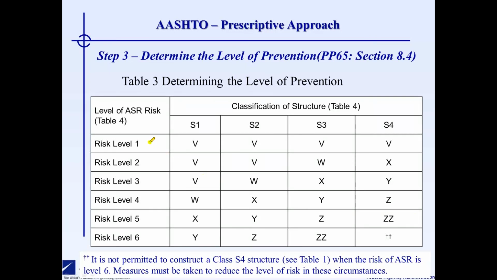In the next table, we're going to take our level of risk that we just determined, from level 1, no risk, to level 6, the most level of risk, and we're going to determine the level of prevention. And the level of prevention ranges from V, which means no prevention, to double Z, which means the utmost possible prevention. And we can see that obviously the level of prevention does increase as the risk of ASR increases. We can see that here as we go from V, W, X, Y, Z, double Z.